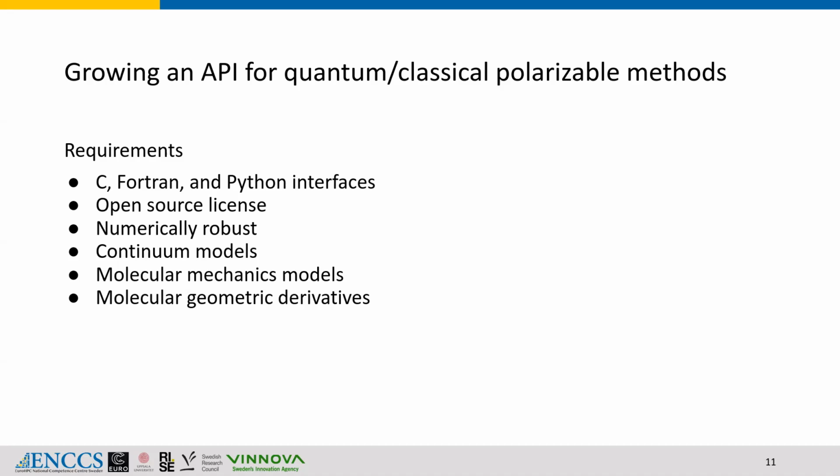So let's start with the requirements. What I want is to have interfaces to C, Fortran and Python, and this is the same that Anthony mentioned yesterday for TRexIO. That's for maximum chance of interoperability. Then I want an open source license. Again, maximum interoperability and reusability. And it should be numerically robust. And I will show what the problems are with continuum models.